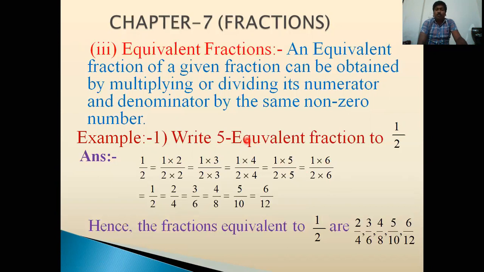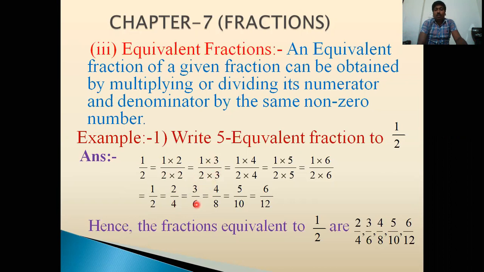So we will multiply by any number, but it will be the same for both. If you multiply 2 to the numerator, then you will multiply the same number, that is 2, to the denominator. And in this way, when we multiply 1 into 2, we get 2, and 2 into 2 is 4, and 3 by 6. 1 multiplied by 3 is 3.